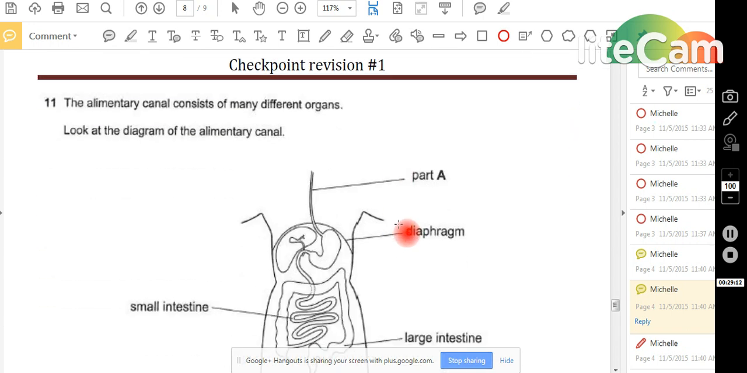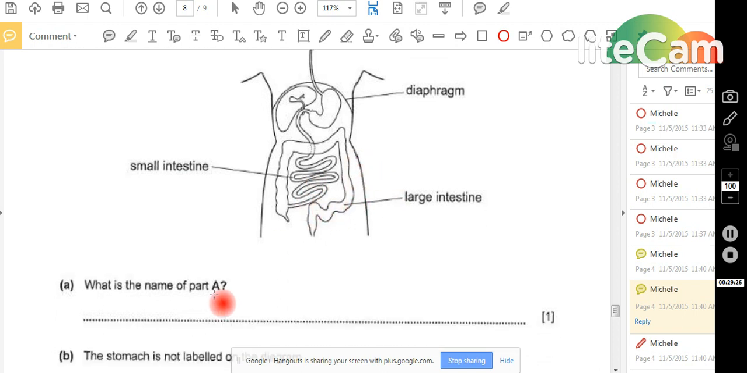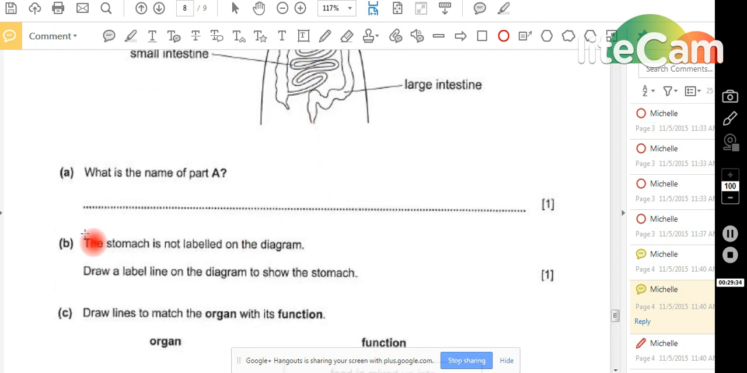The alimentary channel consists of many different organs. Look at the diagram of the alimentary channel. So this is part A, then there's a diaphragm, then they mention the small intestine here and the large intestine there. What is the name of part A? So what will this be called? Your esophagus. Well done.